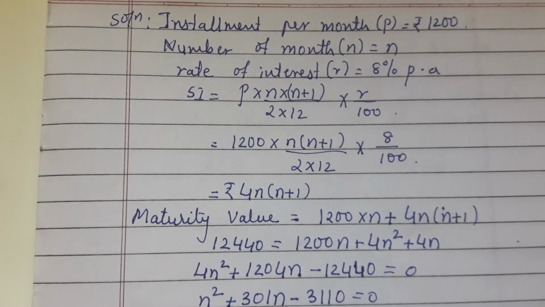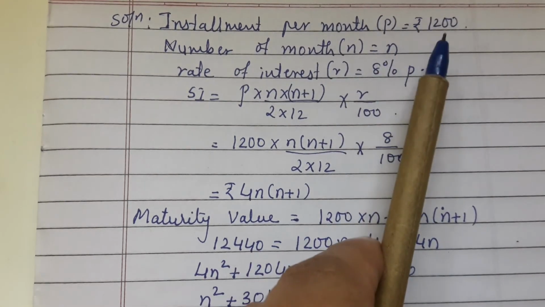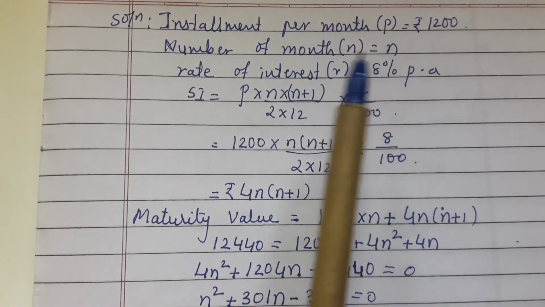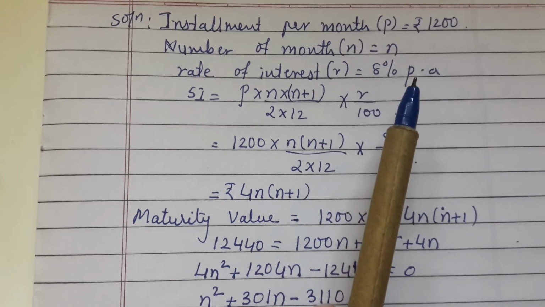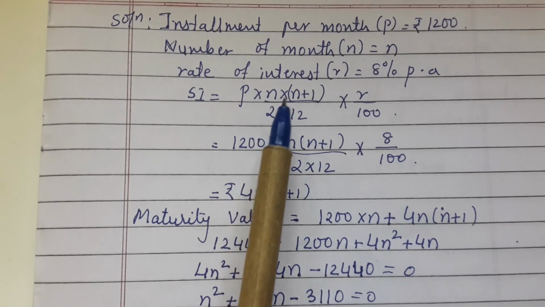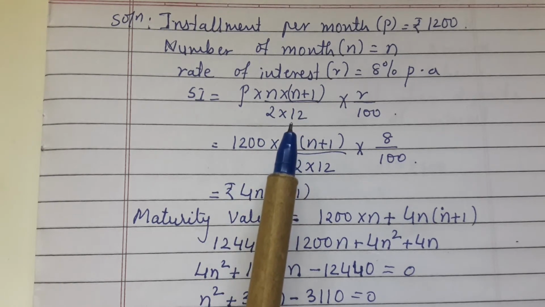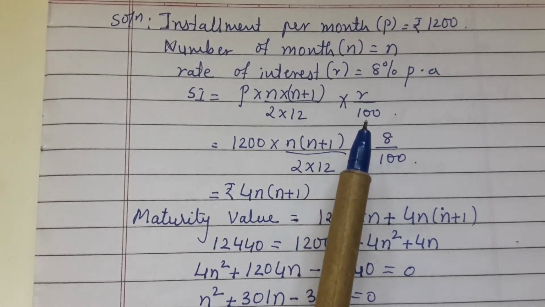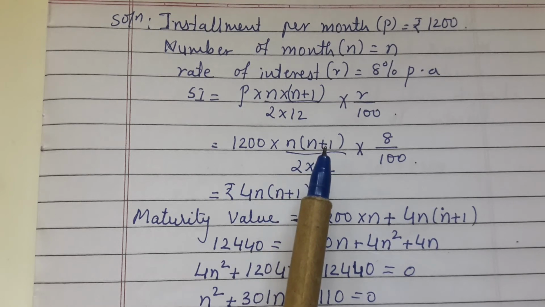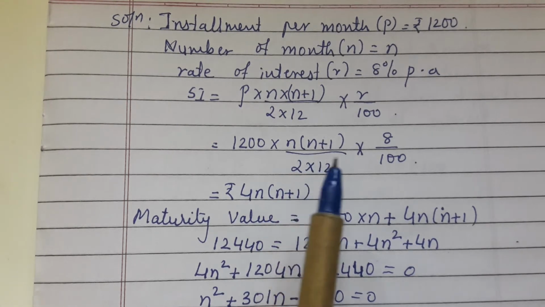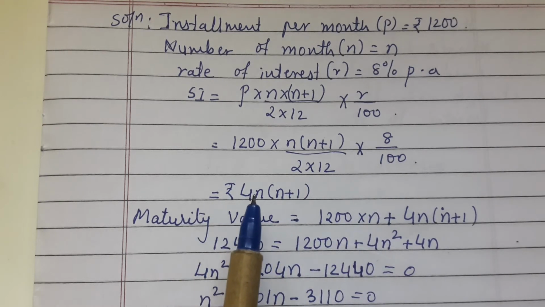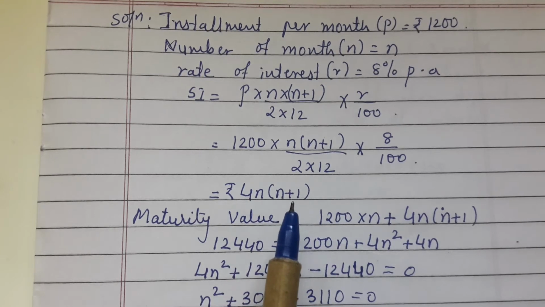Solution: installment per month P is rupees 1200. Let the number of months be n. Rate of interest is 8% per annum. Simple interest, write the formula: P into n(n plus 1) upon 2 into 1/12 into r upon 100. Substitute the values: 1200 into n(n plus 1) upon 2 into 1/12 into 8 upon 100. That is equal to rupees 4n into (n plus 1).